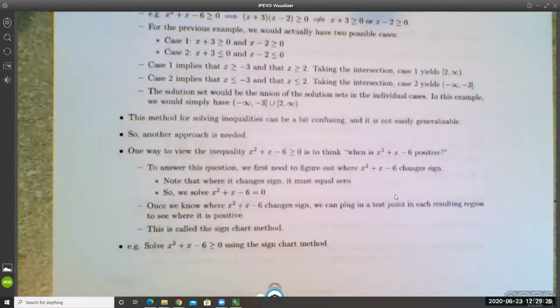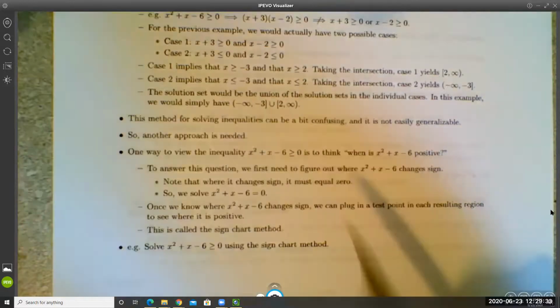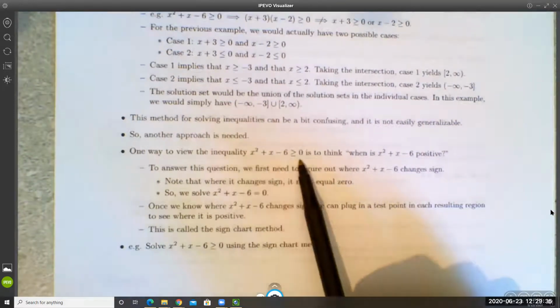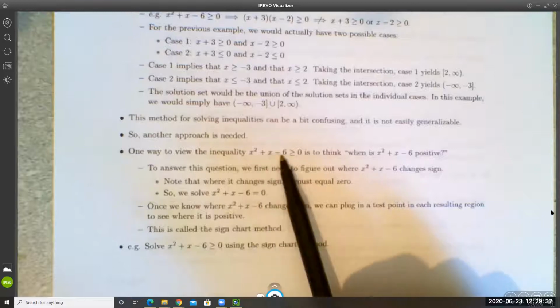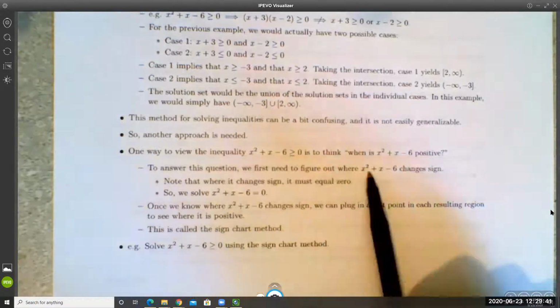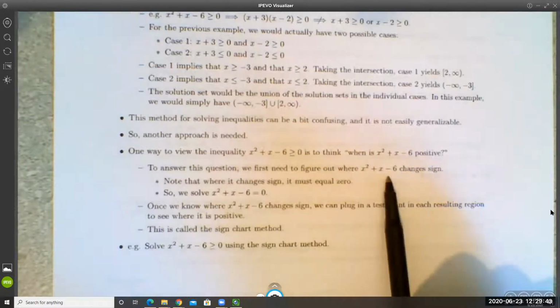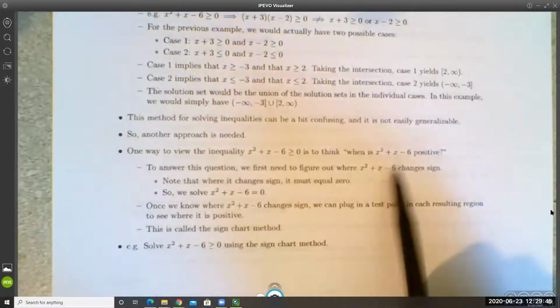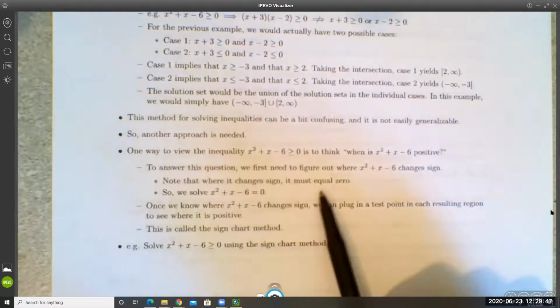Some people call it the sign chart method. There might be other names for it, but I'm going to call it the sign chart method. The way that the sign chart method works is that instead of thinking, where is this thing bigger than or equal to 0, you think, where is this thing positive, right? And to answer that question, you first need to figure out where the expression changes sign. And note that wherever it changes sign, it has to equal 0.